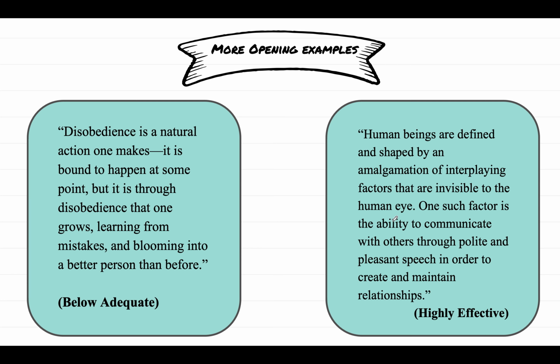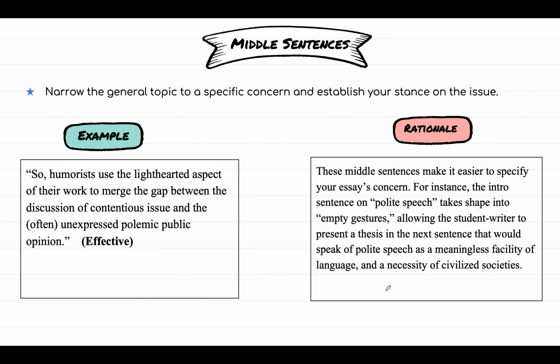The prompt was, what is the function and value of polite speech? And he says that human beings are defined by many things. And one of those things is the ability to communicate through polite speech because it creates and maintains relationships. Okay, it's very thorough, very comprehensive, and it works. All right, let's go to the middle part.